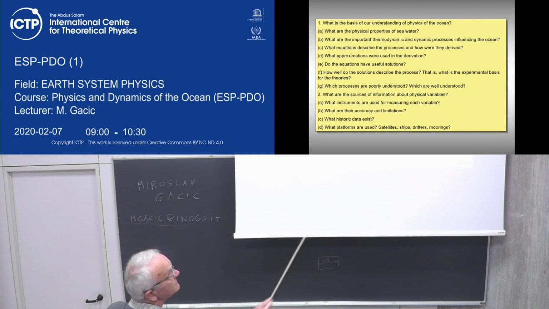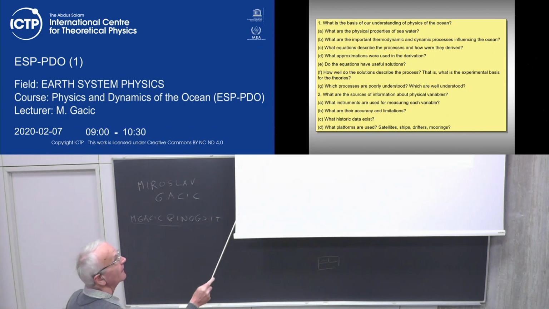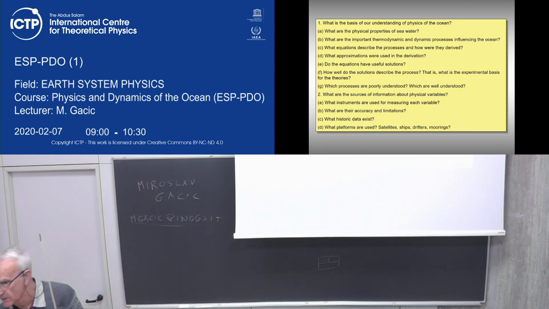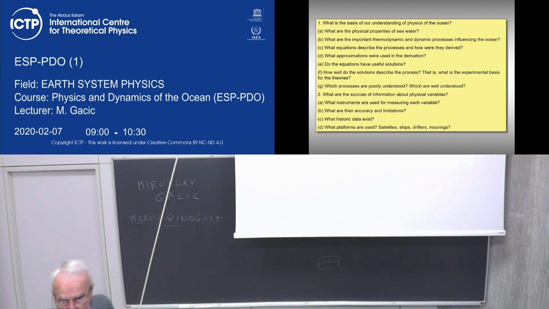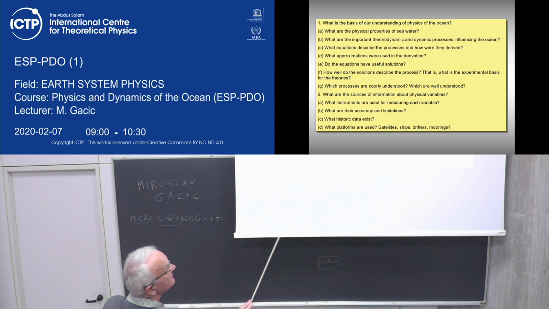What are the sources of information about the physical processes? Well, physical variables. Here we come to the measurements, to the experimental studies. So here are the questions we will be addressing later on. What instruments are used for measuring each variable? If we are talking about the temperature, what kind of instruments are we using? Obviously, the response is thermometer. But what kind of thermometer are we using for the continuous measurements, for the instantaneous measurements, for registration of the temperature, and so forth?